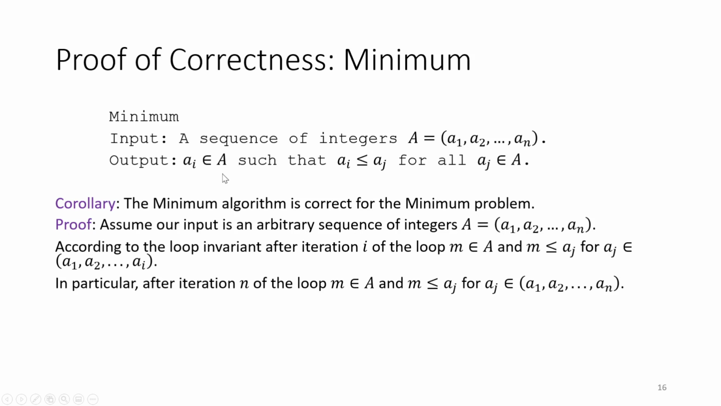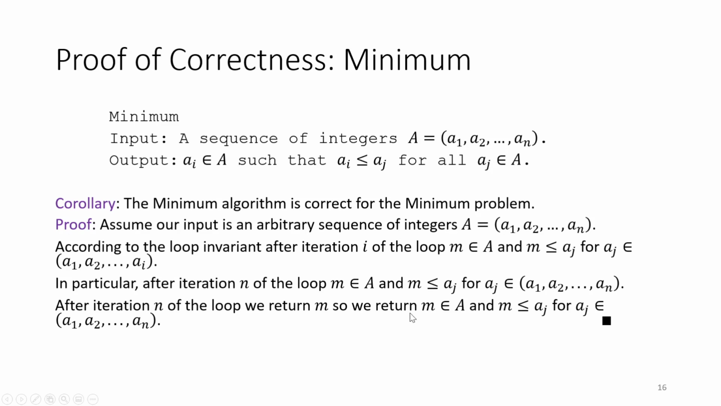The only difference here is that here we called it ai instead of m. Okay. So because that's just a naming difference, we can see that that property or that principle still holds. So we can indeed say that that is the correct output. So after iteration n of the loop, we return m. So we return the element that is the correct output for our problem. I almost said for the algorithm. The algorithm returns the proper output for our problem.